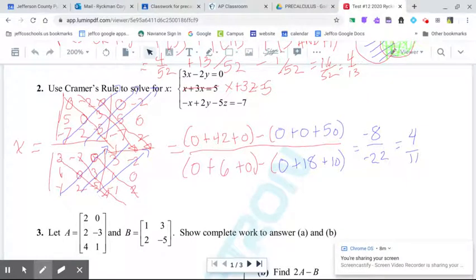Now I will say this. If you did not do it that method, it doesn't matter what method you used, these two results should be the same. So your top matrix should have been negative 8, and your bottom matrix determinant should have been negative 22, and then it reduces, okay?